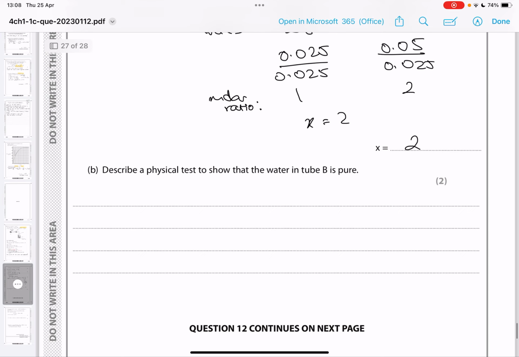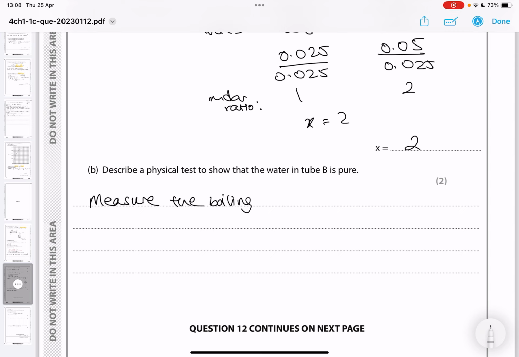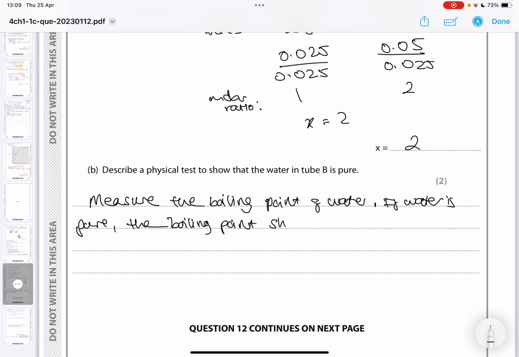Describe a physical test to show that the water in tube B is pure. So this is another test that you just need to learn. To show that water is pure, what you do is you measure the boiling point of water. And if it is pure water, the boiling point should be 100 degrees Celsius. Okay, next question.